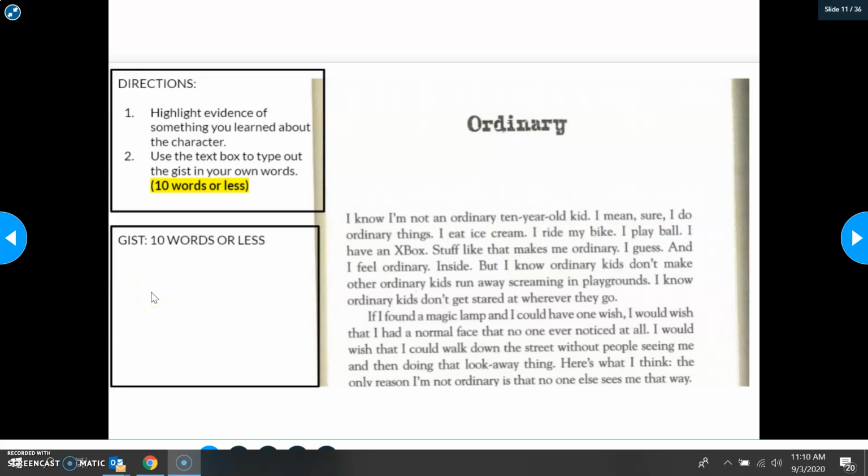All right, guys, so what you're going to watch me do right now is annotate the text. What I'm looking for is something that I've learned about our main character, okay? So we just read. I am going to go ahead and look again for important information about this character, and I'm going to highlight it. I want to stress that I am not going to be highlighting a ton of information. I am going to keep it to 1 to 2 sentences, okay?